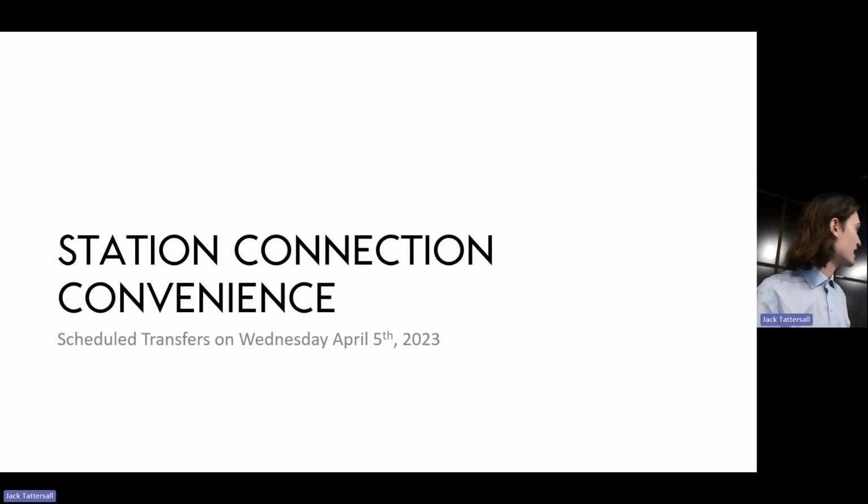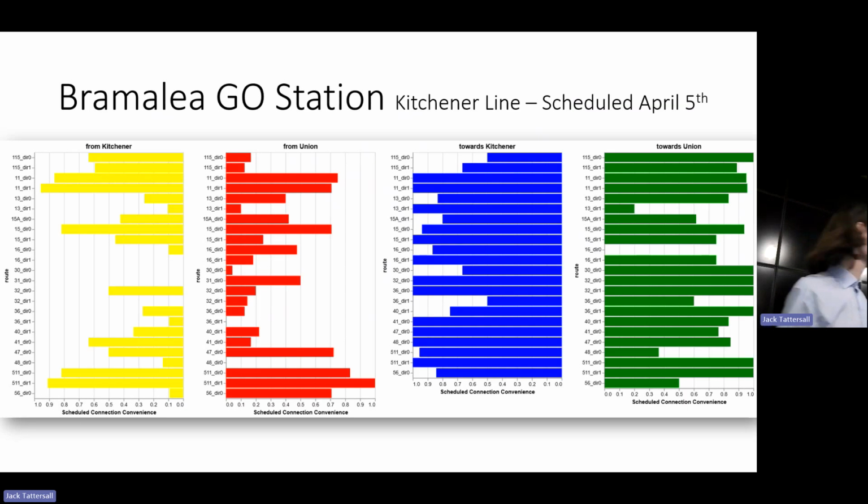So this is using scheduled data for the timetables on Wednesday, April 5th, 2023 at Bramalea GO station. That's on the Kitchener line in Brampton. And you can see that for the different transfer movements, you get quite a range of connection convenience scores. Like the 511 Zum route, I think that's on Steeles Avenue, is a pretty frequent bus, and so it has really high connection convenience scores, typically between 90 and 100% of connections being convenient. And then you've got other routes scoring in the mid-range, like Brampton Transit routes 115, 111, and 13, which are scoring maybe 50, 60, 70% of connections being convenient.